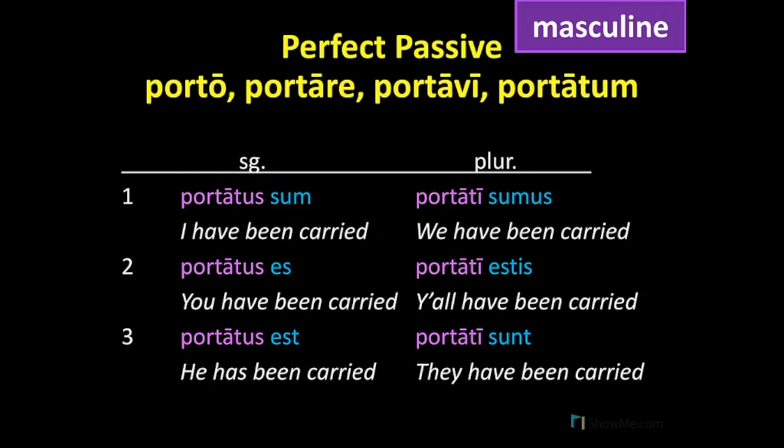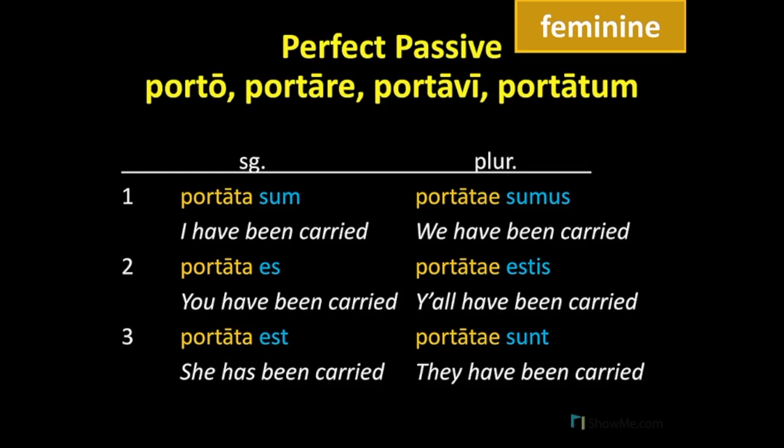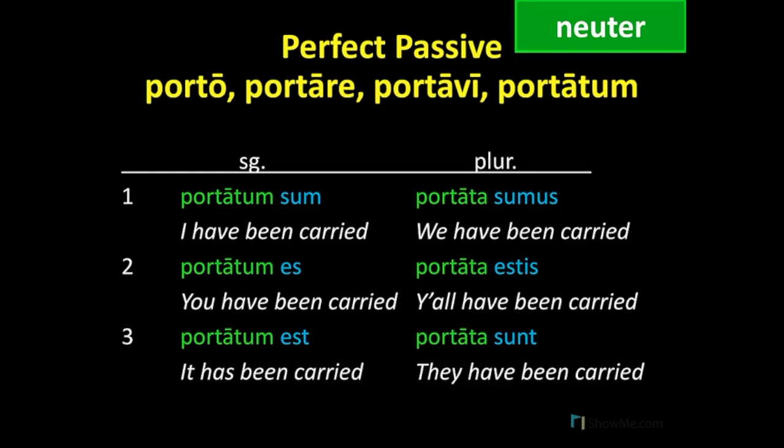We can translate this chart using the "has been" formula. I'll draw your attention to the third person singular. Now, normally we give the options he, she, or it for the third person singular translation. But since we're using a masculine participle here, Latin tells us definitively that our subject is masculine. So we translate, he has been carried. And like just a moment ago, we can change these forms to talk about a feminine subject using the feminine participle, portata and portatae. Or even about a neuter subject, portatum and portata.